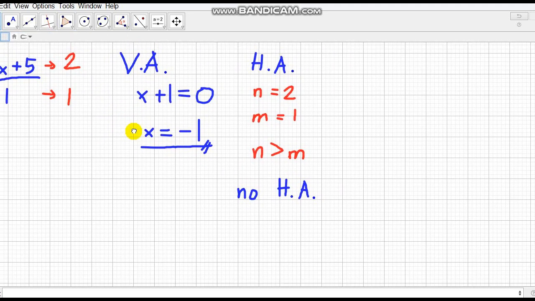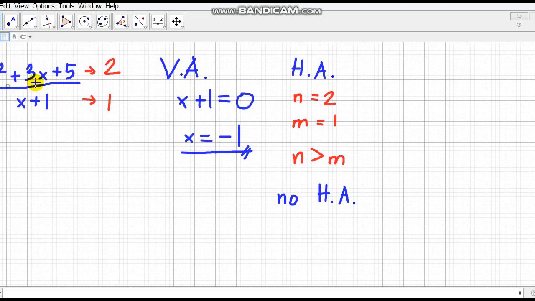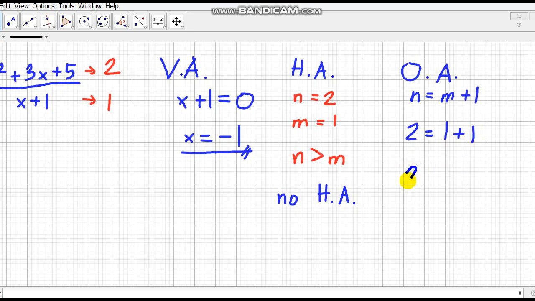Last, let's check if the graph has an oblique asymptote. It should follow the form n is equal to m plus 1. This pertains to the degree. If this is true, then there is an oblique asymptote. Since n is 2, replace n as 2. And m is 1, so replace m as 1. So 2 is equal to 1 plus 1. 1 plus 1 is 2. Therefore, 2 is equal to 2. This statement is true, so it means that there is an oblique asymptote for x squared plus 3x plus 5 all over x plus 1.